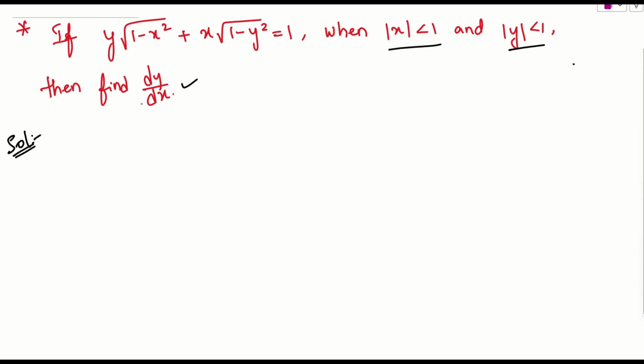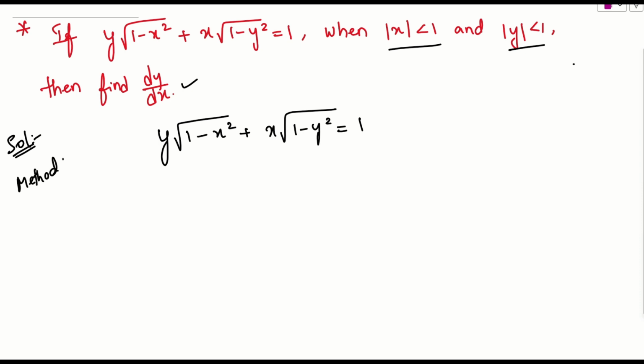First of all, this also comes under implicit function. Let me write it down: y times the square root of 1 minus x squared, plus x times the square root of 1 minus y squared, is equal to 1. What I will suggest is, if you want to do it directly, yes you can, or if you want to use the substitution, you can do that. Let me teach you both the methods. Let us do method 1.